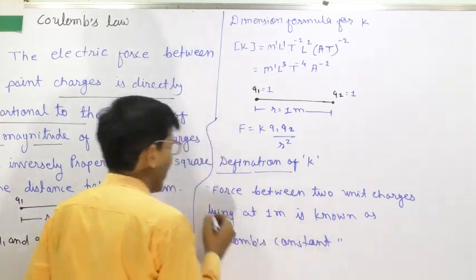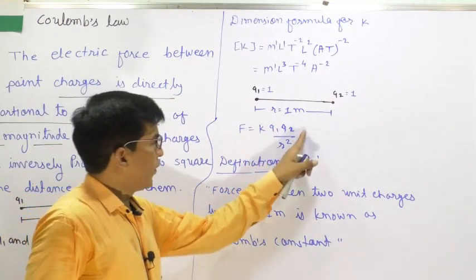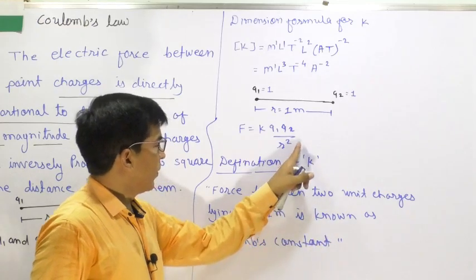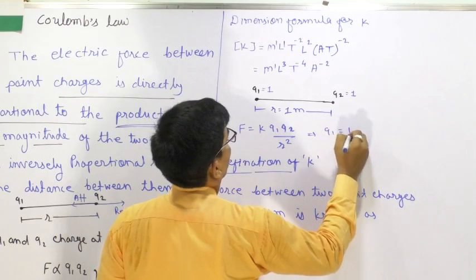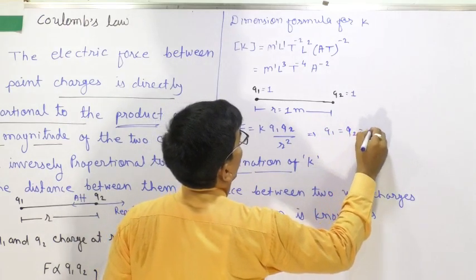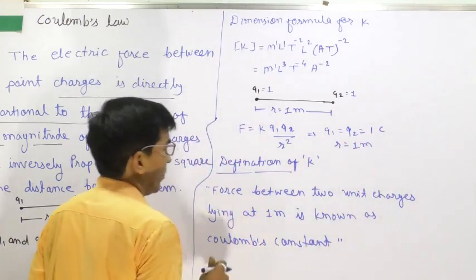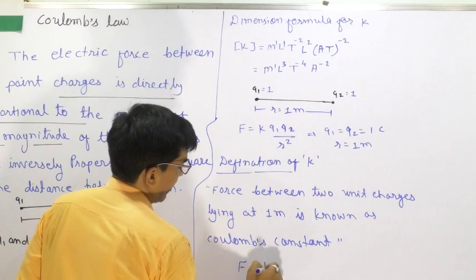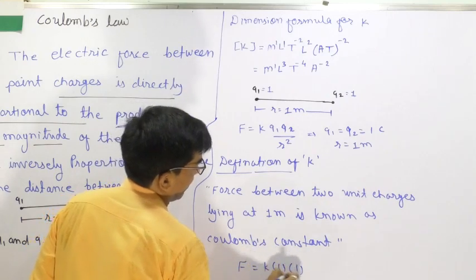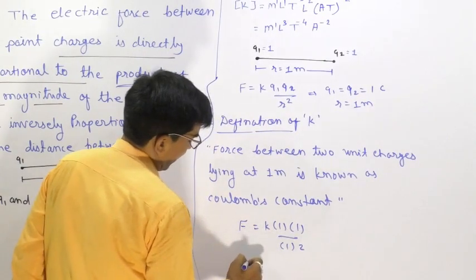If a 1 mark question is asked, you can reply in this manner. Q1 and Q2 would be 1, and R is also 1. Q1 is equal to Q2 is equal to 1 coulomb, and R is equal to 1 meter. So F is equal to K, since this is 1, this is 1, and this is also 1 square. So F is equal to K.